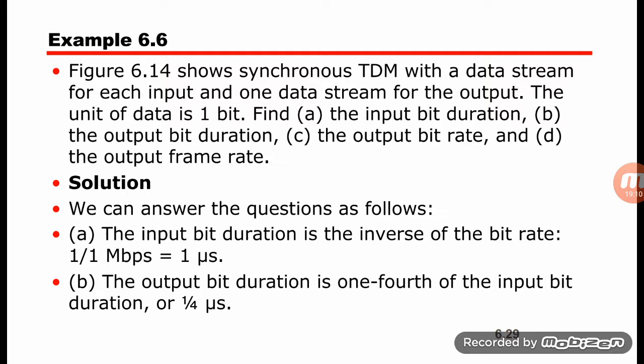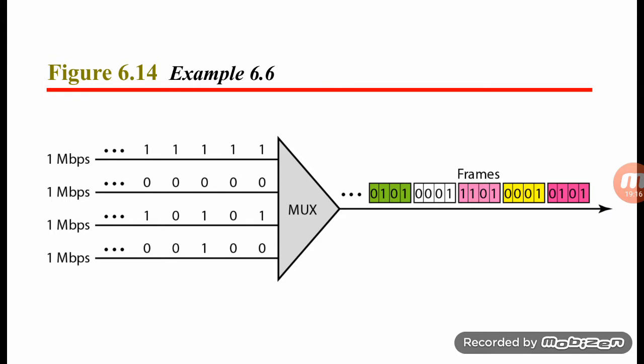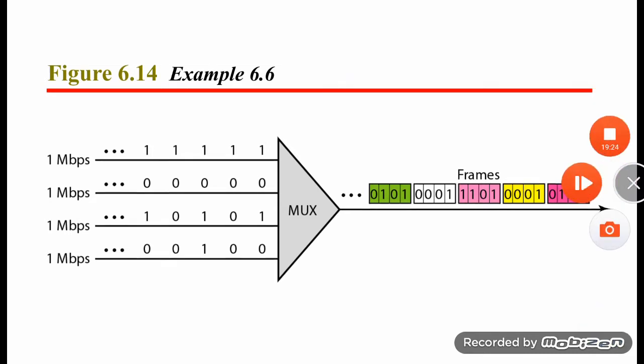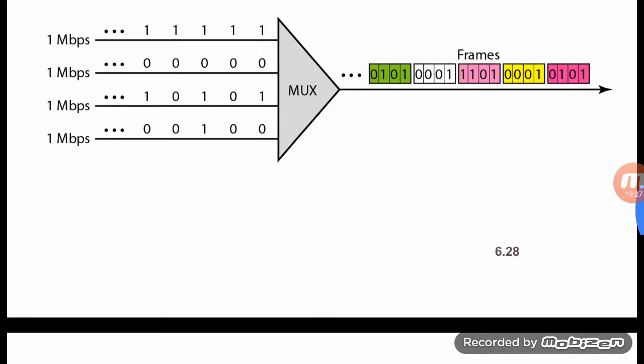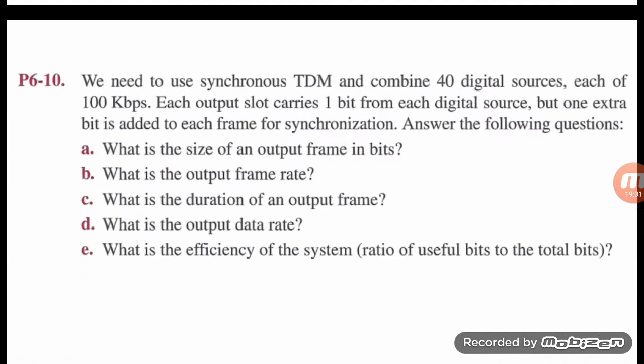Okay. So we go back. Now look at this figure. Without looking at the solution, the slides have the solution, give me all these things. Now let's solve this. It is exactly the same. The only thing is that the number of users is many. We need to use synchronous TDM. This is what we are talking about, synchronous TDM.